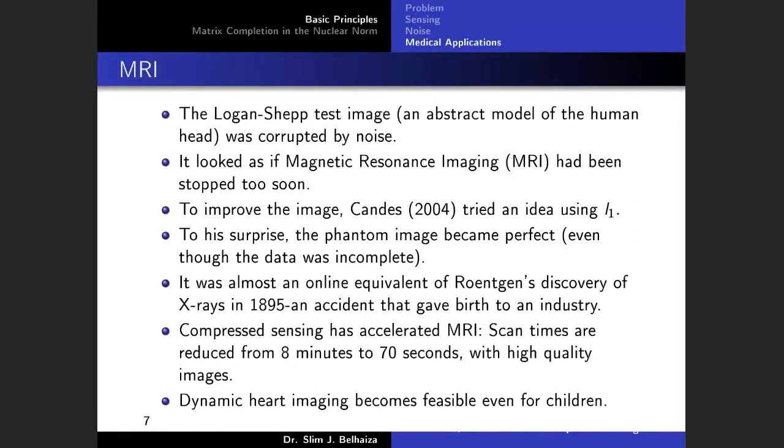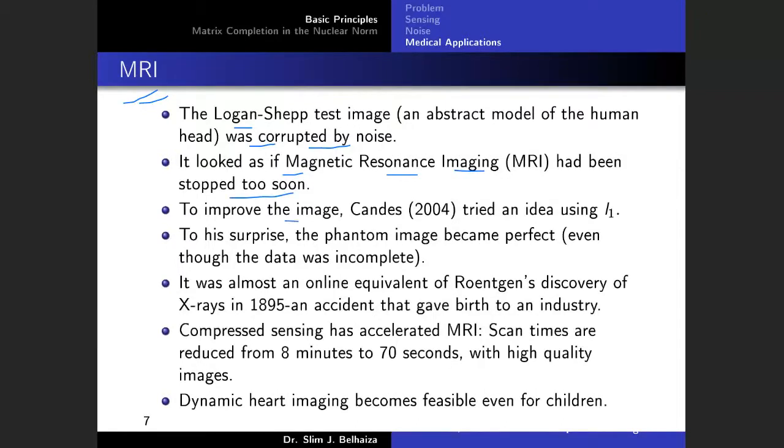In fact, in MRI, magnetic resonance imaging, this has been used on what we call the Logan phantom, which is a kind of test image which was corrupted by noise. So what it looked like before, it looked as if the magnetic resonance imaging MRI had been stopped too soon. Okay, so you had an incomplete image.